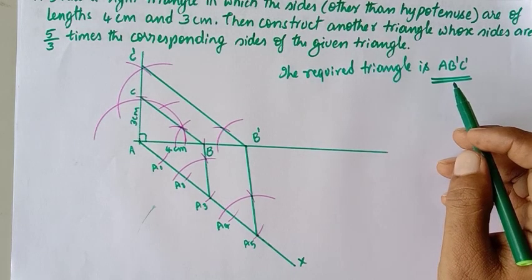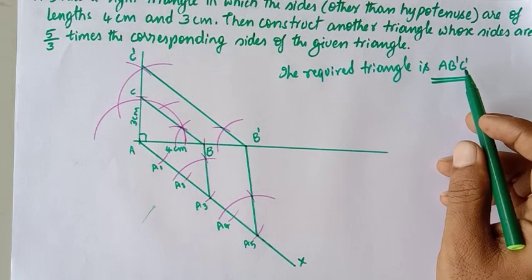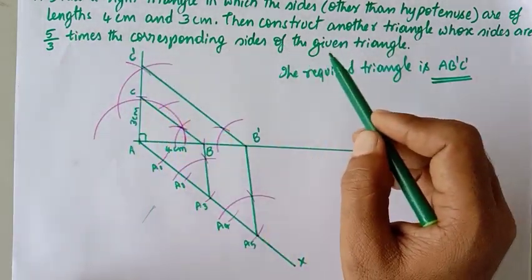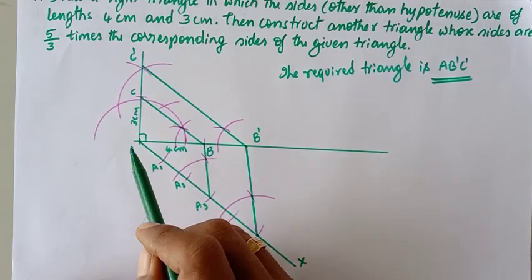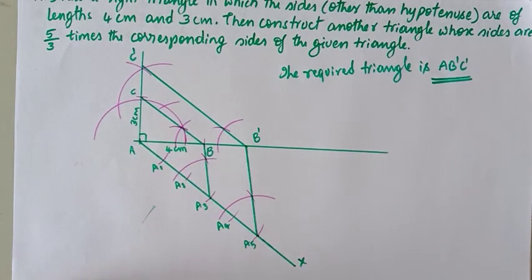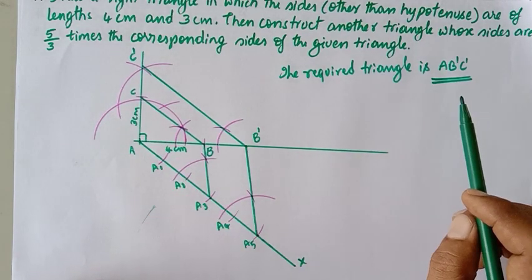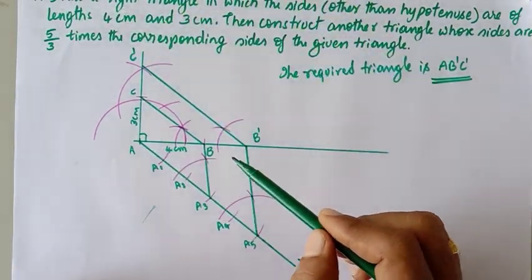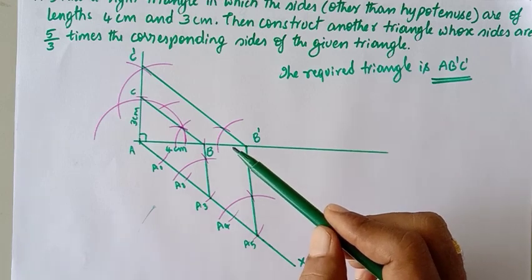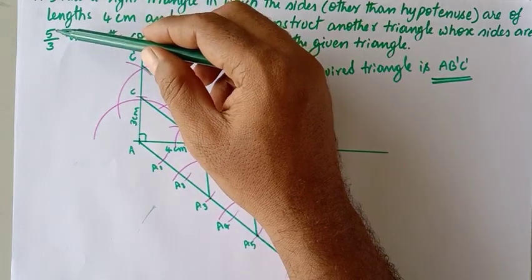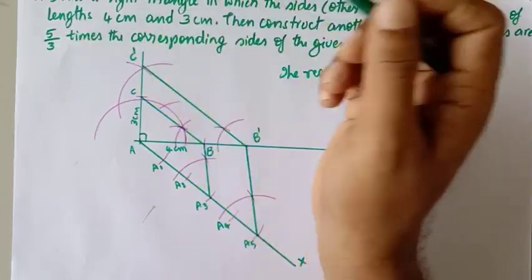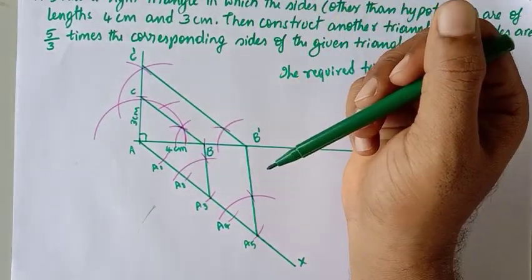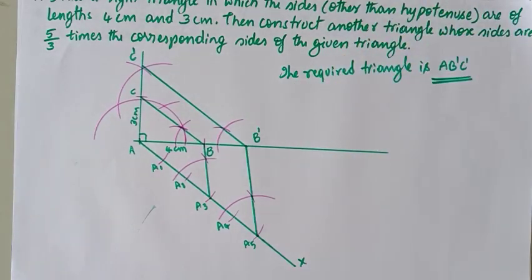The side of the triangle A, B dash, C dash is 5/3 times the corresponding side of the triangle ABC. Here you should note down that if the numerator is bigger, definitely you will be getting the bigger triangle. If the numerator is smaller, you will be getting the smaller triangle. Here this completes this exercise.